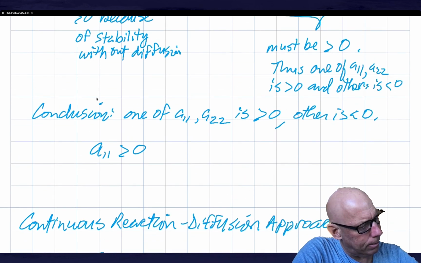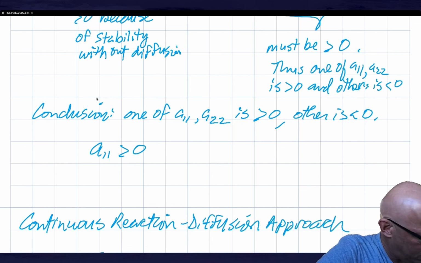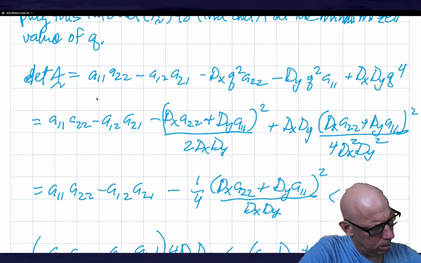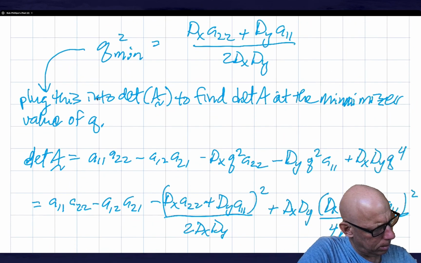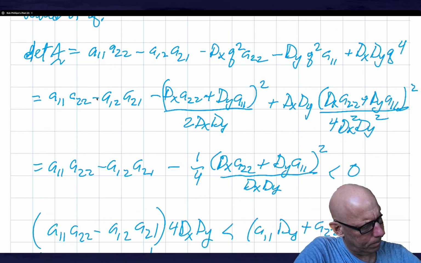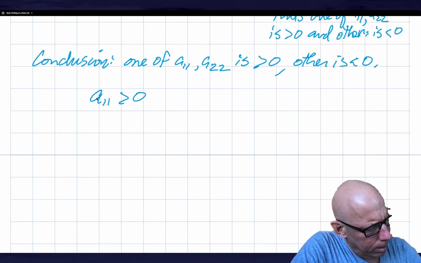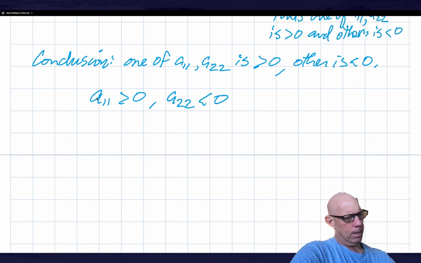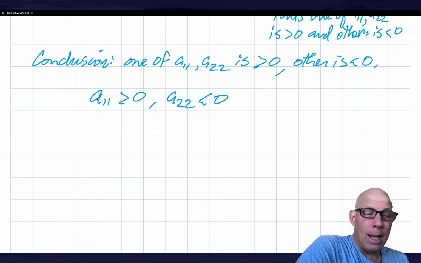And I think I need to add another page. Where am I? Okay, yeah. Add page. Okay, A11 is greater than 0. A22 is less than 0. And we're almost through with the mathematical analysis here.